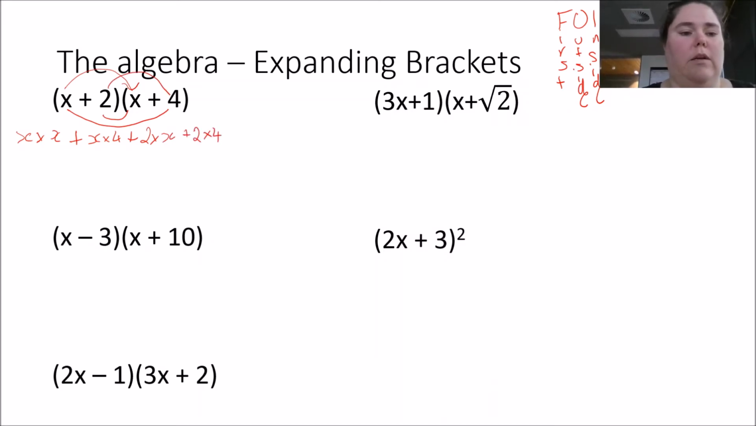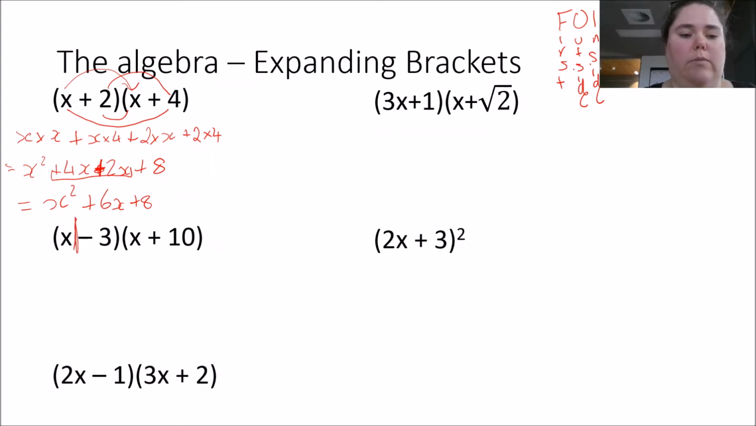Then we make that look prettier, so x times x is x squared, 4 times x, 4x, 2 times x is 2x, and 2 times 4 is 8. Oh, that's a plus. Then because these are like terms, we can collect them further, and this would be our final expansion. Okay, so the other method is splitting your bracket.